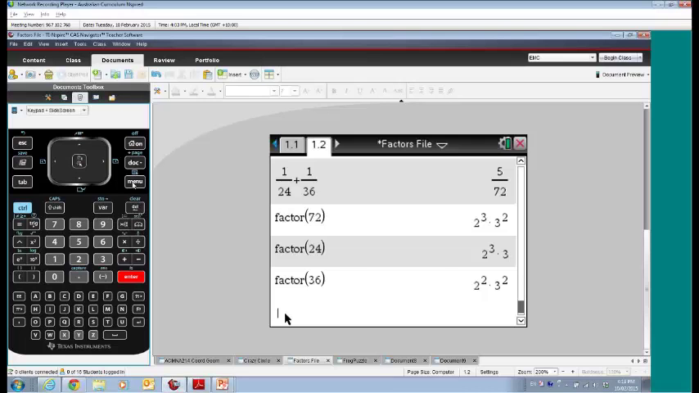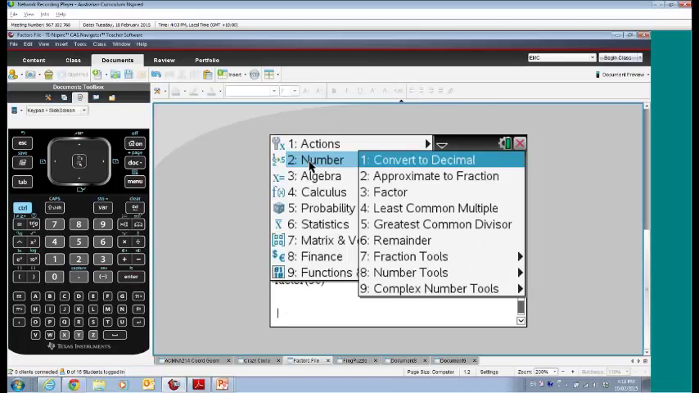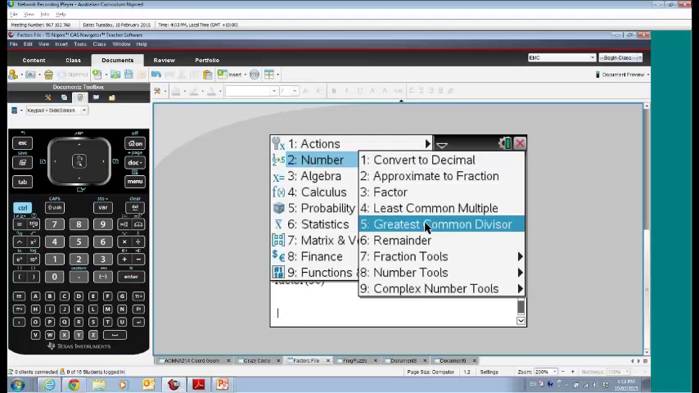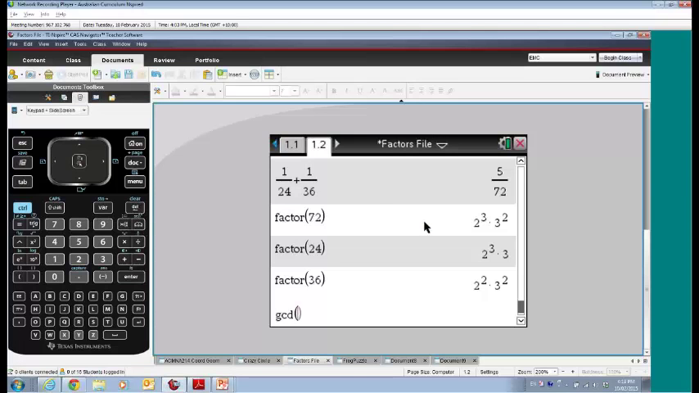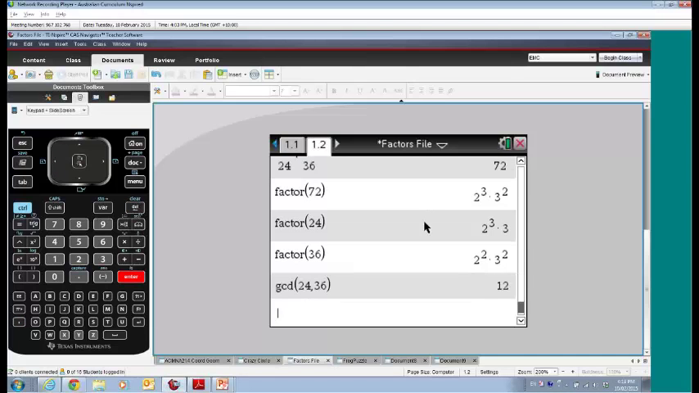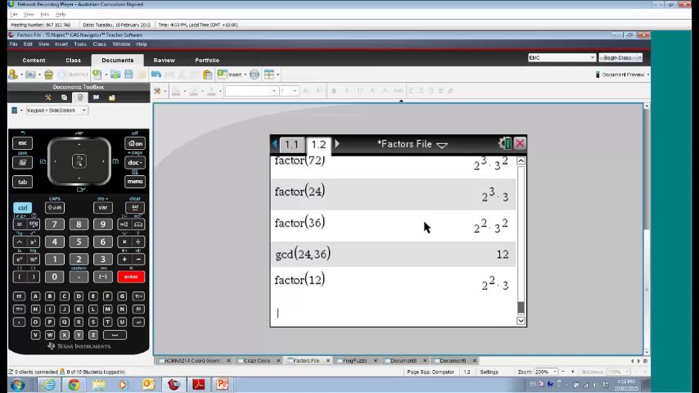And also, another nice number tool is the greatest common divisor of 24, oops, and missed my 36. I've got to use a comma, not a decimal place, there it is, as 12, which of course if we factor 12, we get that. And again, students can start to look at the reasons why these numbers are occurring.